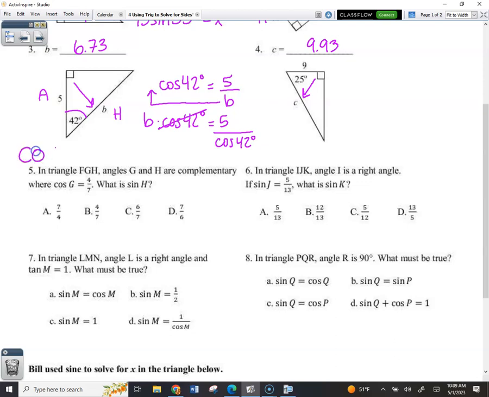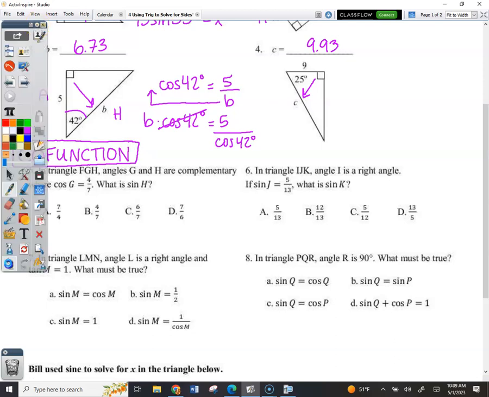We're going to write co-function. We're going to put it in a box. We are looking at co-function. I guess I should put an S there. Co-functions. Let's put an S because that sounds better. Co-function identities.